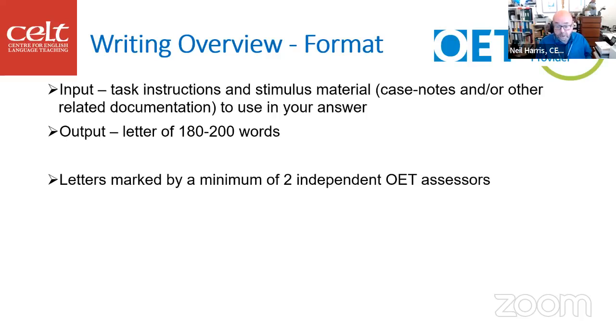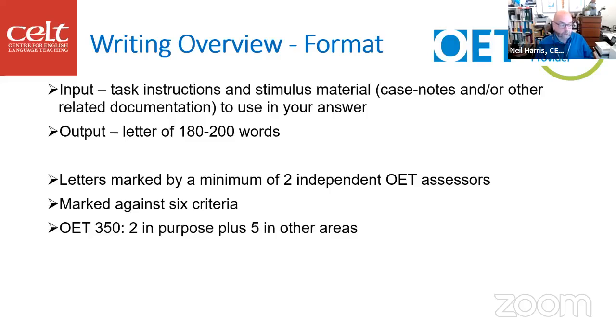And just if you're new to OET, just a couple of comments about what happens after you finish the exam. The letter is sent to a minimum of 2 independent OET assessors. They're in Australia. They mark you against a range of criteria. And if you are looking for an OET 350, you're looking for a 2 in purpose and a 5 in the other criteria. If you're preparing for the UK Foundation Programme, and I'm not sure if we have any foundation doctors with us today, for an OET 400, you're looking approximately at a 3 in purpose, and then 5s and 6s as a combination. Aim for as many 6s as you can in the other criteria areas.